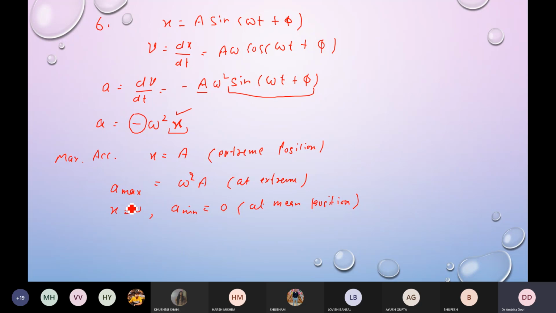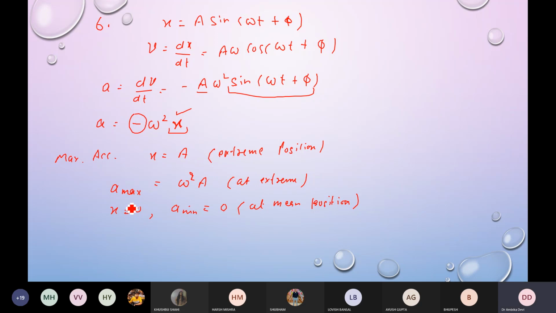Yeah, is that fine, students? Any doubt over here? Yes, students, any doubt?